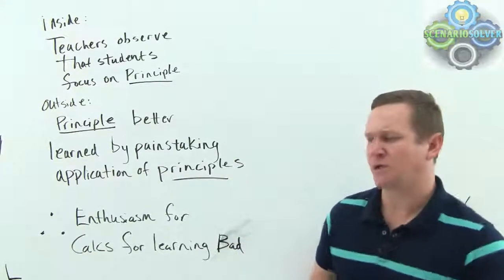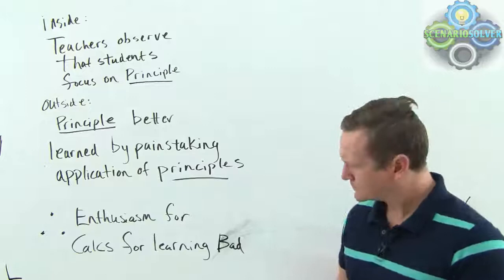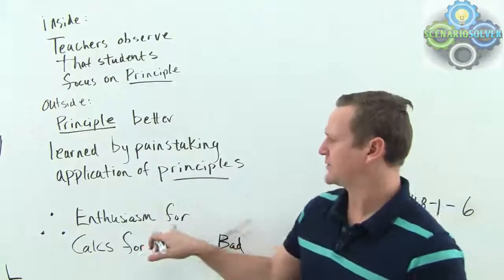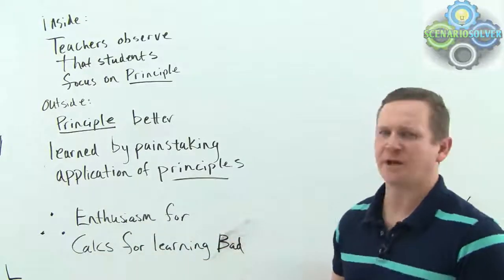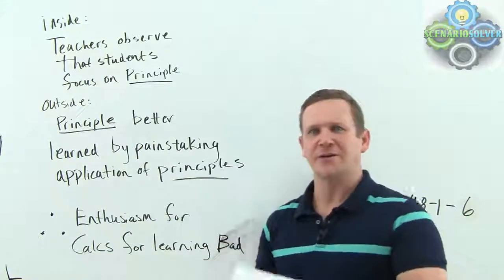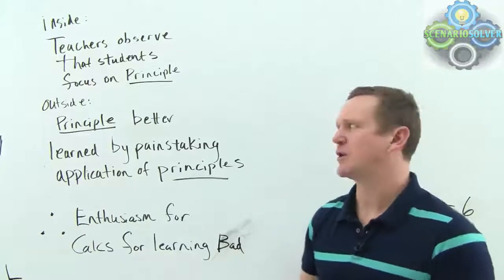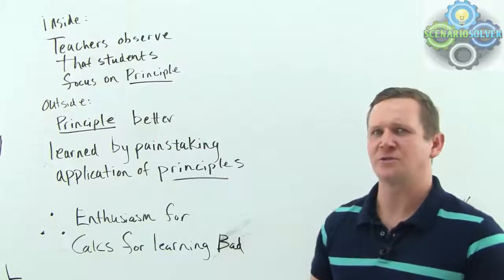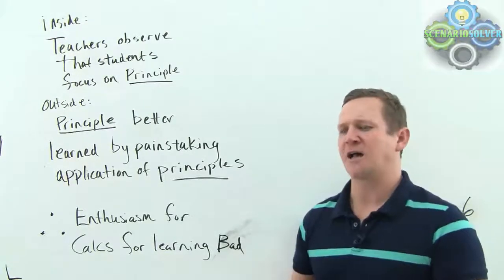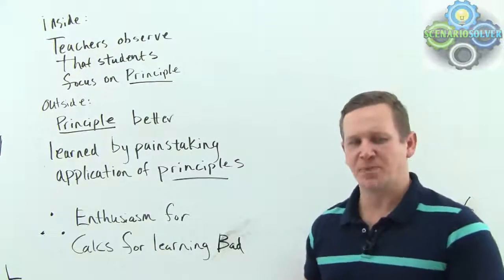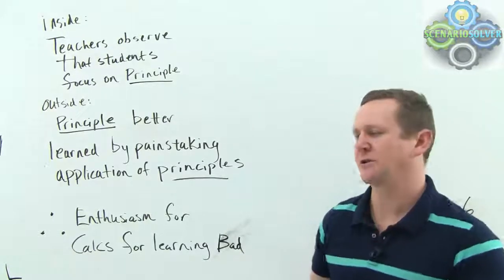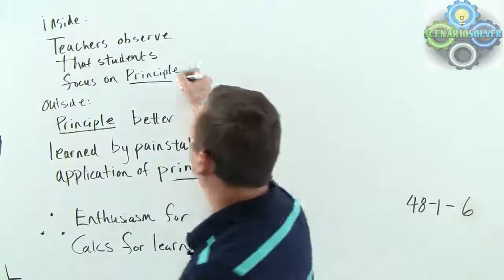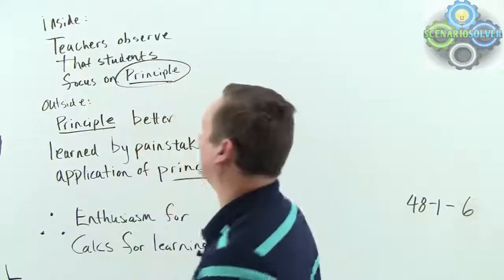And as usual, the conclusion occurs in the very first sentence. Enthusiasm for calculators for learning is really not a good thing. And then we move to this notion of the inside and outside argument. The inside argument is that teachers observe that students with calculators don't have to worry about the mundane parts of mechanically solving a calculation. They can focus more on the principles of solving the calculation.